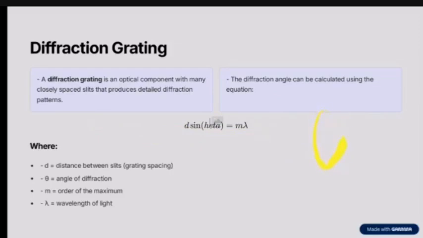This is what the experiment looks like. You have your light source here. You have your obstacle here. Then you have the screen at the back. So now this light source will send its light towards this obstacle, and as the light bounces off this obstacle, it creates a diffraction pattern.